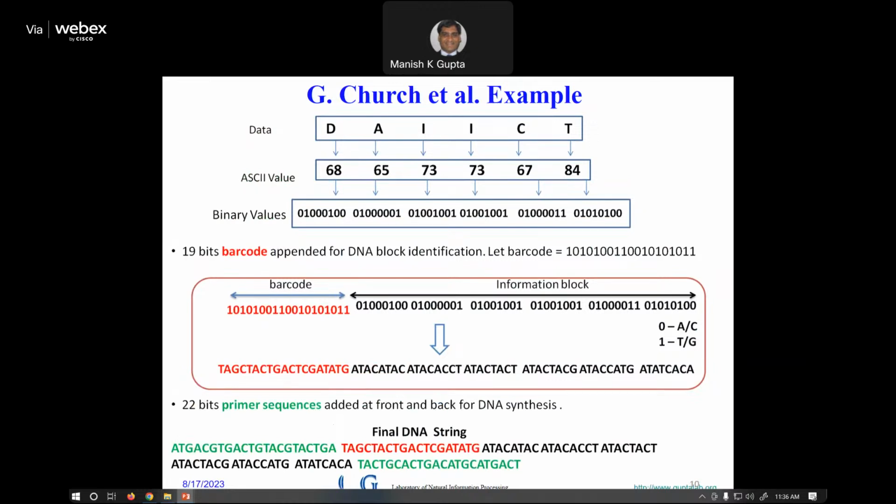Then primer sequences were added. So you call it 22 ACGT bits, basically. 22 nucleotides are added at the beginning and towards the end. Those green ones are added as primer sequences. The word primer is used in biology for short strands of DNA, and that's a very common thing. So this is the final DNA for DICT.